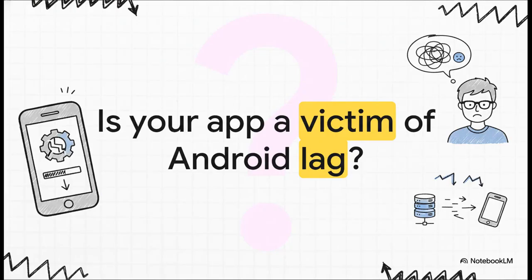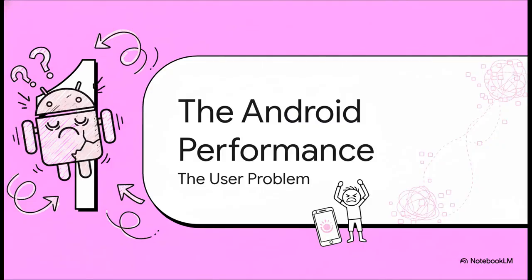You know the feeling, right? You've got this top-of-the-line, super powerful smartphone in your hand, but when you open an app, it just stutters and feels sluggish. It's that classic Android lag, and it's a plague for both users and developers. Now, before we get to the fix, we really need to understand the scale of the problem.